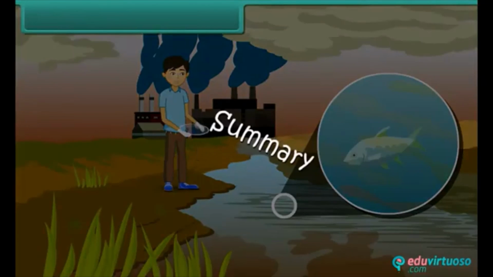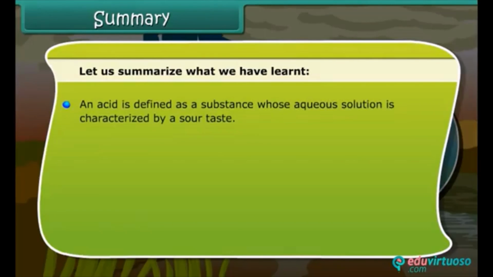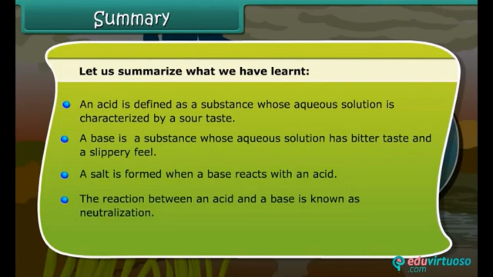Summary. Let us summarize what we have learned. An acid is defined as a substance whose aqueous solution is characterized by a sour taste. A base is a substance whose aqueous solution has a bitter taste and a slippery feel. A salt is formed when a base reacts with an acid. The reaction between an acid and a base is known as neutralization. Neutralization plays an important role in our everyday life.